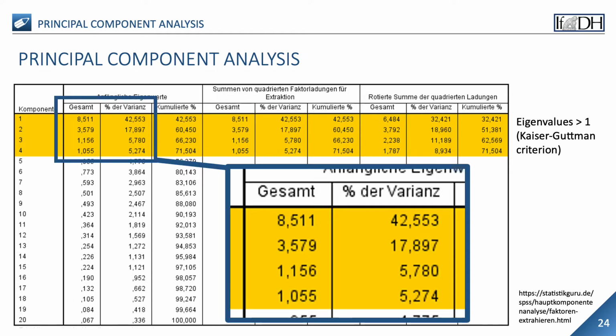Let us now look at the variance. The first component comprises the largest variance and can thus already explain more than 42% of the characteristics in our dataset. Each additional component can explain less and less additional variance. Generally, we only use components whose variance is above 10%.